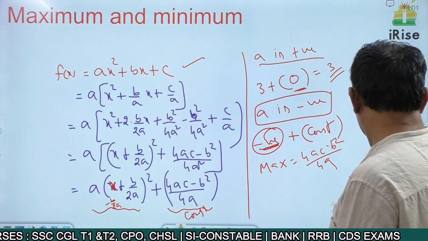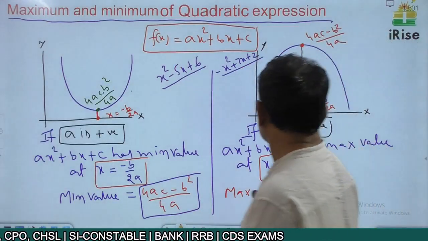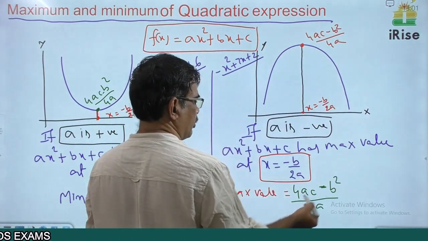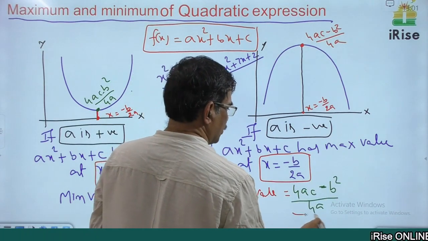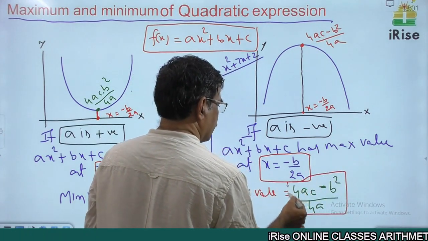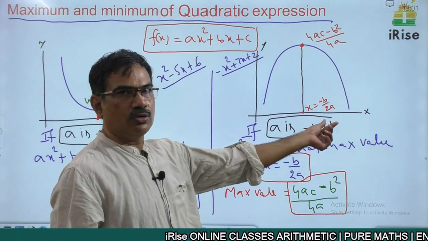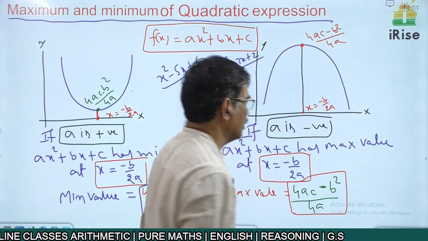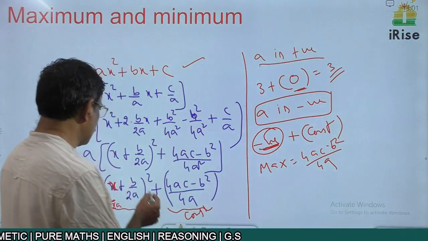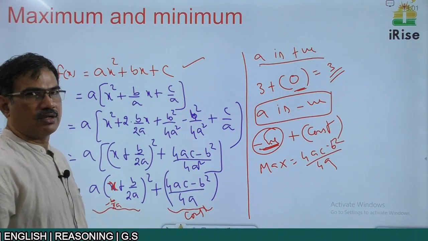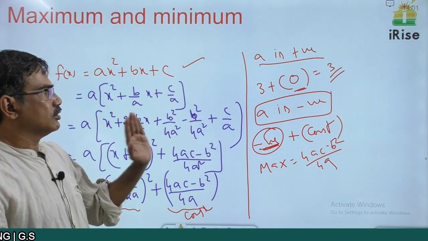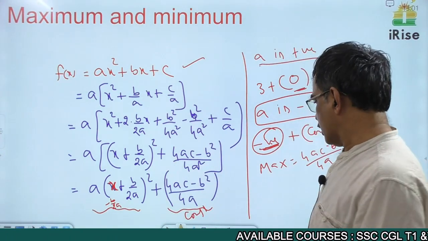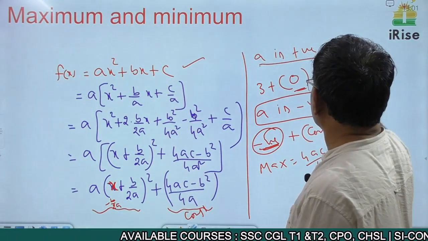So see the previous one. When a is negative, we get a downward parabola. It has the maximum value 4ac minus b square by 4a at x is equal to minus b by 2a. If we put x is equal to minus b by 2a, this part becomes 0 and this becomes the maximum value. So this is one type of explanation. I want to give one more explanation.